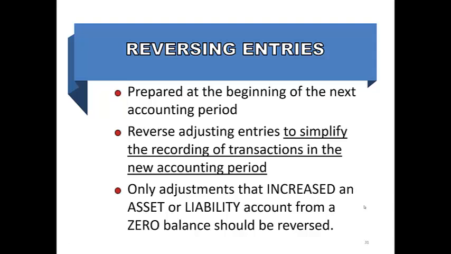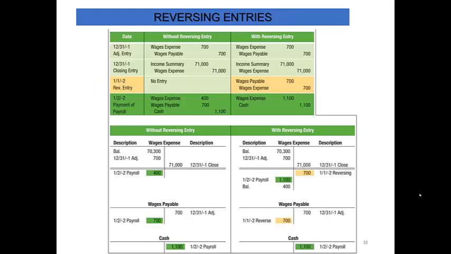Now we'll look at reversing entries. Reversing entries are prepared at the beginning of the next accounting period, and the purpose of those is just to simplify the recording of transactions in the new accounting period, given what we adjusted at the end of the previous year. So here's the rule. Only adjustments that have increased an asset or a liability account from a zero balance should be reversed. So in our textbook, so far, there's only been one adjusting entry that has increased an asset or liability account from a zero balance, and that was the wages adjustment.